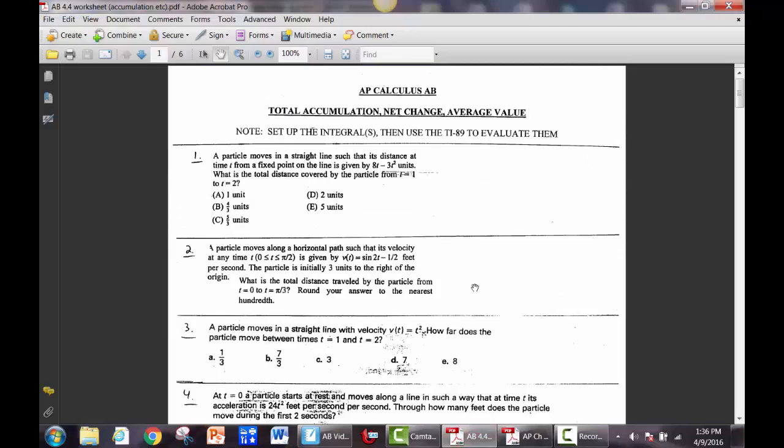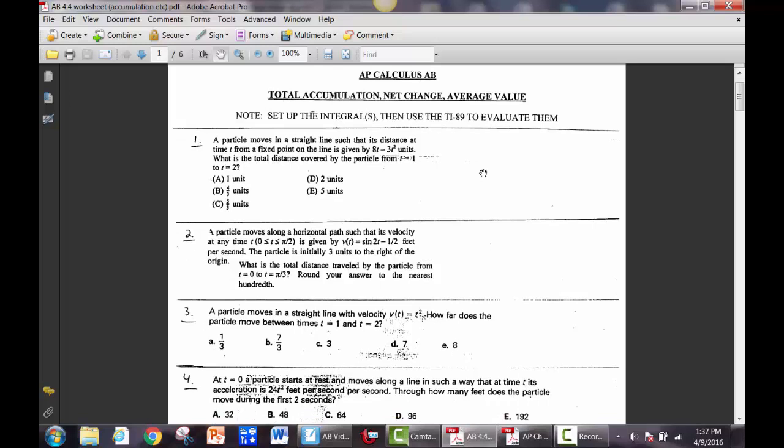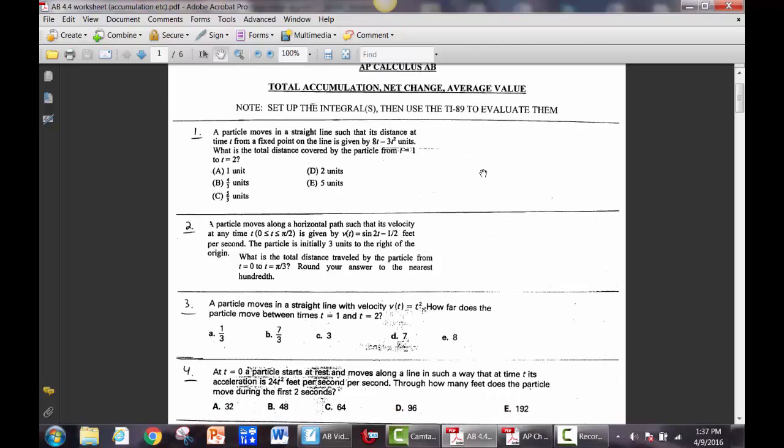Okay, so for the last few accumulation problems, and I've given you quite a few, I've posted a worksheet 4.4, so I want you to look at, here's the worksheet 4.4. Just glancing over this worksheet, I'm going to point out the key thing here: they're asking for total distance. So remember, for total distance, you'll take the integral of the absolute value of the velocity.